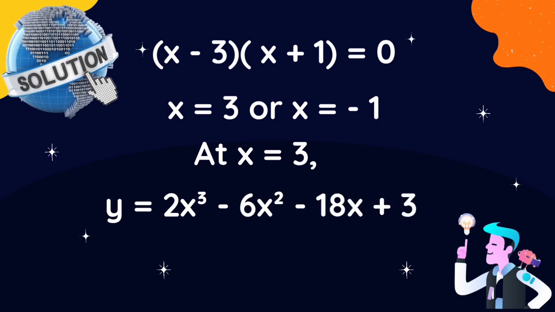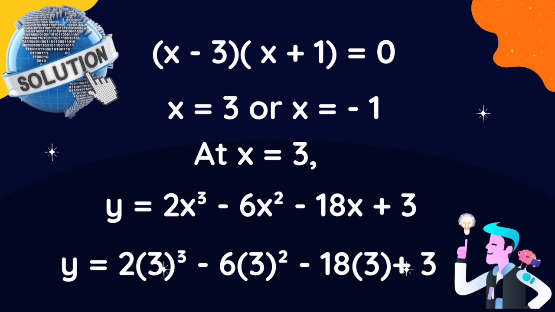So when we pick the first solution and we substitute the value of 3 into the original function, which is 2x raised to the power 3 minus 6x squared minus 18x plus 3, you are going to have 2 bracket 3 raised to the power 3, and then you have minus 6 bracket 3 squared minus 18 bracket 3 plus 3. And so you evaluate the expression further to determine the value of y by expansion.